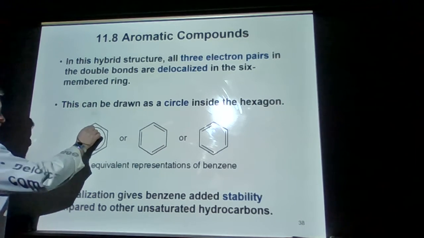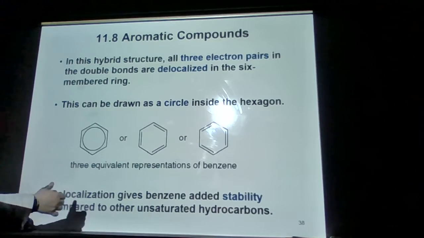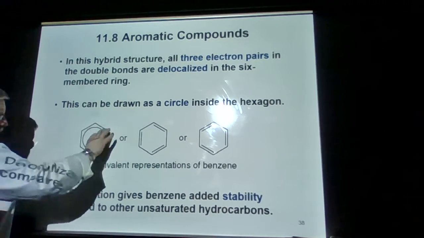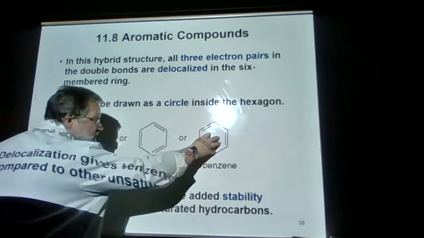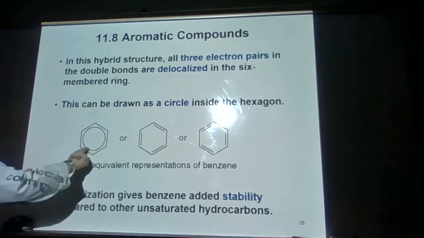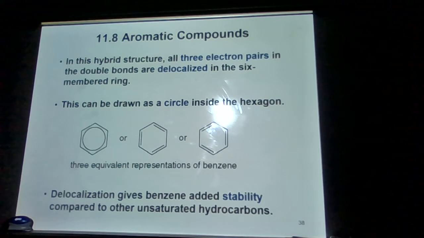So this hybrid structure has all three electron pairs, and the double bonds are delocalized in the six-membered ring. So they're not an isolated double bond here, here, and here, or here, here, and here. They're really a superposition of this upon that. That is why sometimes we draw this circle in the middle. We organic chemists are lazy. If we don't have to do absolutely everything, if we can just slap a circle in there, we'll do it.